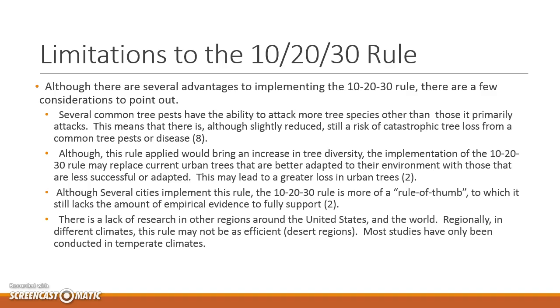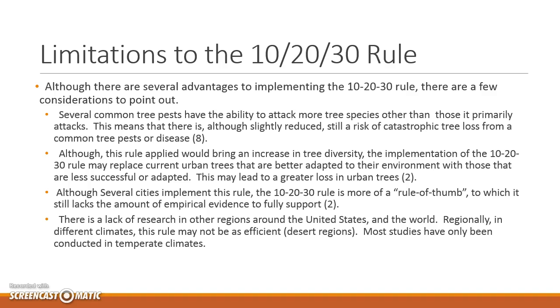Although the rule applied would bring an increase in tree diversity, the implementation of the 10-20-30 rule may replace current urban trees that are already better adapted to their current environment with those that are less successful or less adapted to that environment, leading to a greater loss in urban trees and actually making things much worse.